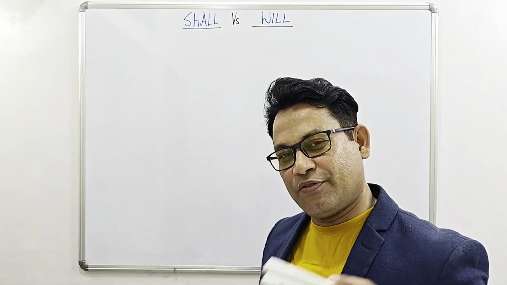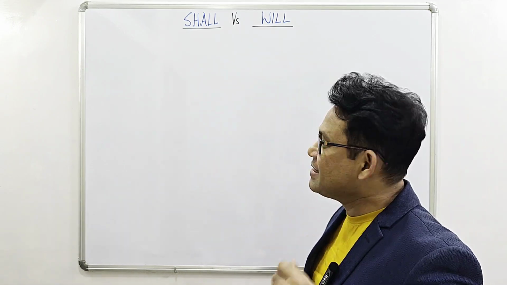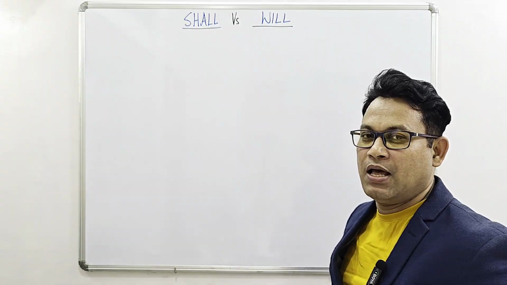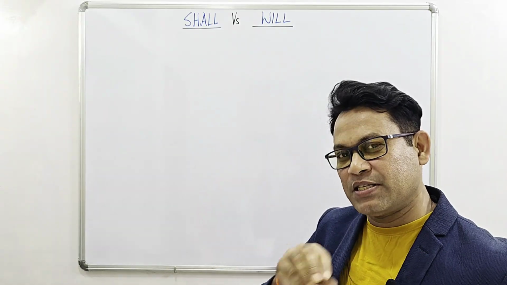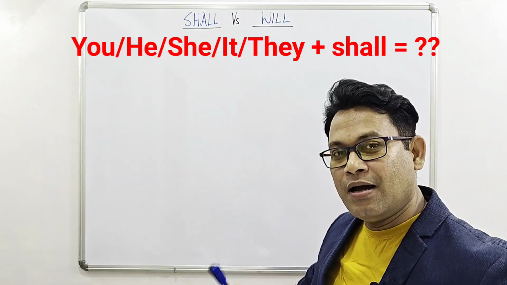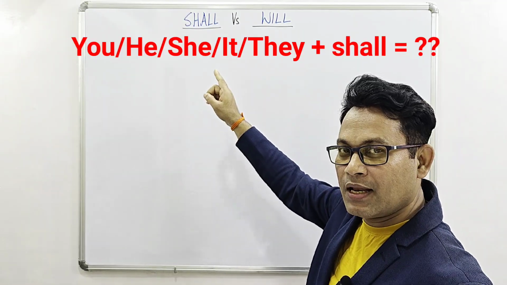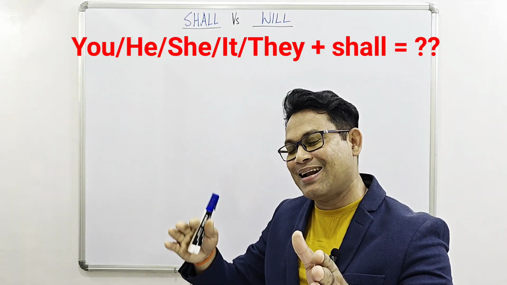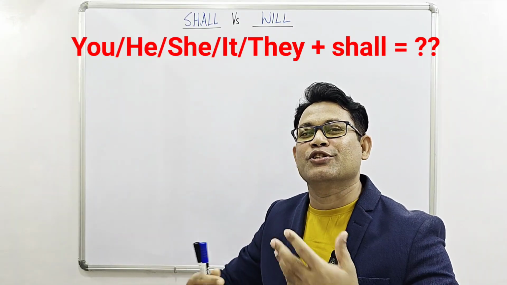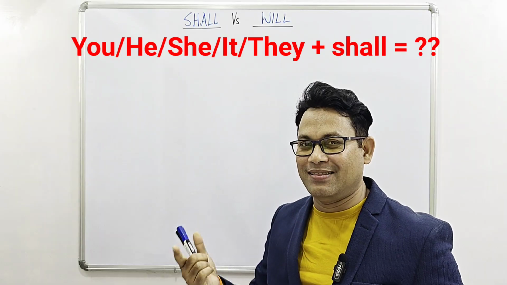Hi there, welcome back. Today's video is on the subtle difference between two modal auxiliaries, shall and will. This video is specifically about what will be the difference in meaning if we use shall after second person and third person, singular and plural subjects like you, he, she, it and they.